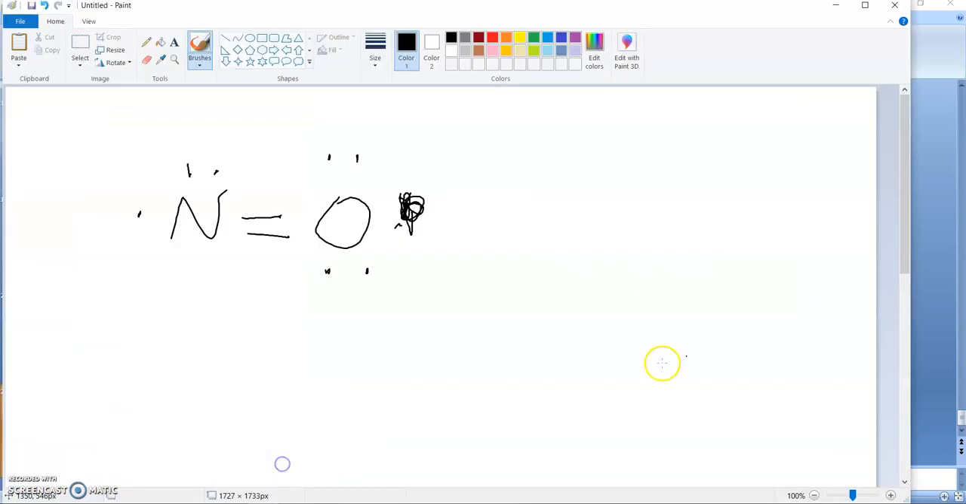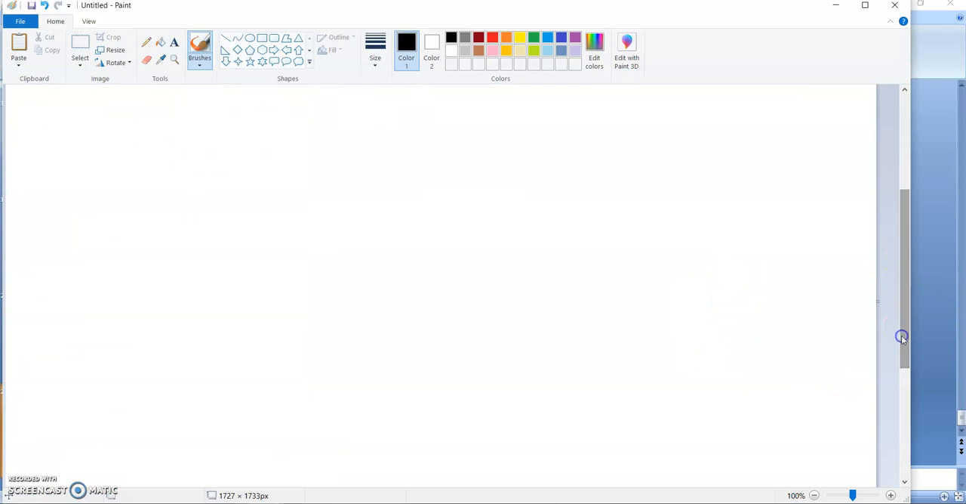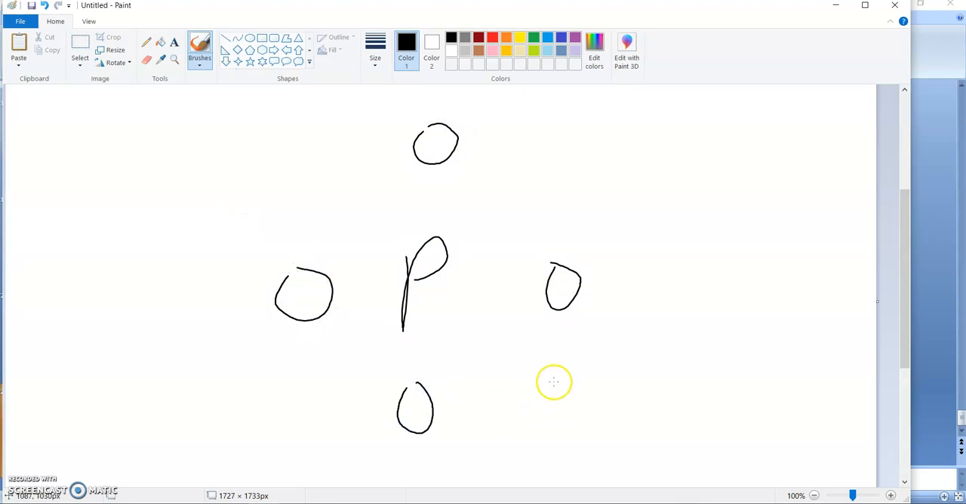Okay? So I want to show you one example of a situation where it forms an expanded octet even though it wouldn't have to. The example I gave on the PowerPoint I'm not going to use because it's going to take too long and I'm running low on time here. So let's use the phosphate ion. Phosphorus surrounded by 4 oxygens, and it's a 3 negative ion.